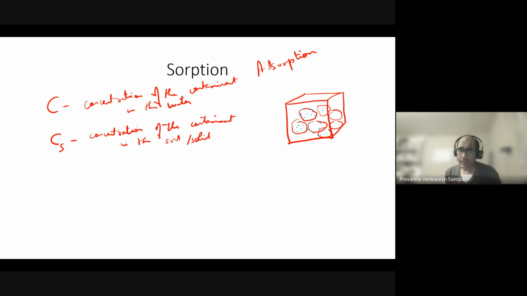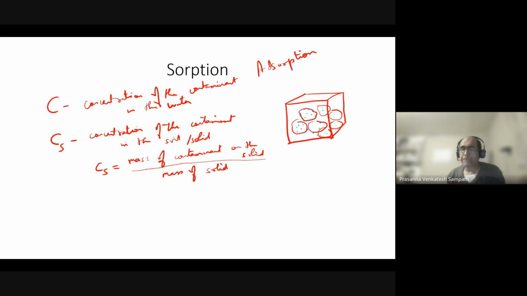So how do we mathematically define that? This concentration CS, we can define as the mass of contaminant on the solid divided by the mass of the solid itself, right?